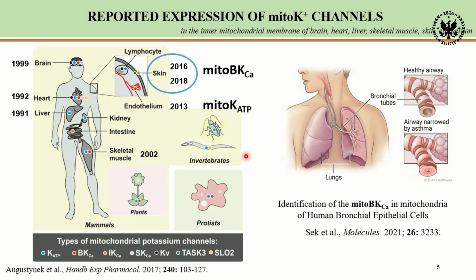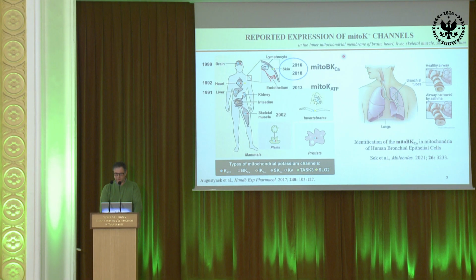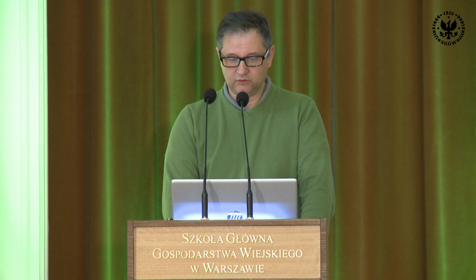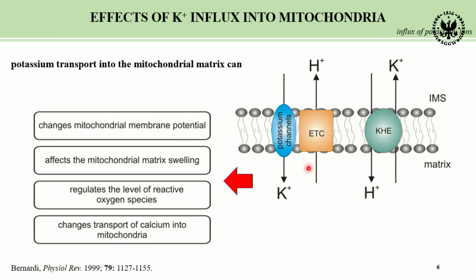Till now, it was reported that potassium channels are expressed in the brain, heart, liver, skeletal muscle, skin, and also, recently in our laboratory, we identified the mitochondrial BK channels in mitochondria of human bronchial epithelial cells. Potassium transport into the mitochondrial matrix can change mitochondrial membrane potential, affect mitochondrial matrix swelling, regulate the level of reactive oxygen species, and also change the transport of calcium into mitochondria.